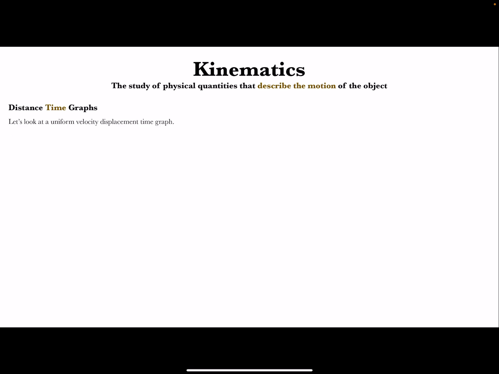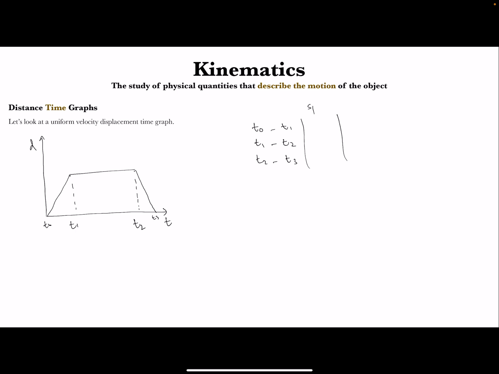So let's look at a uniform velocity displacement type graph to keep things simple. I'll draw this graph right here, something like this. Let's call this T1. Let's call this T2. This is time. This is distance. Let's call this T3 and T0. So between T0 to T1, then T1 to T2, T2 to T3, I want you to tell me what the speed is and what the velocity is. Just explain if the speed's constantly increasing, it's 0, constantly decreasing, that sort of thing.